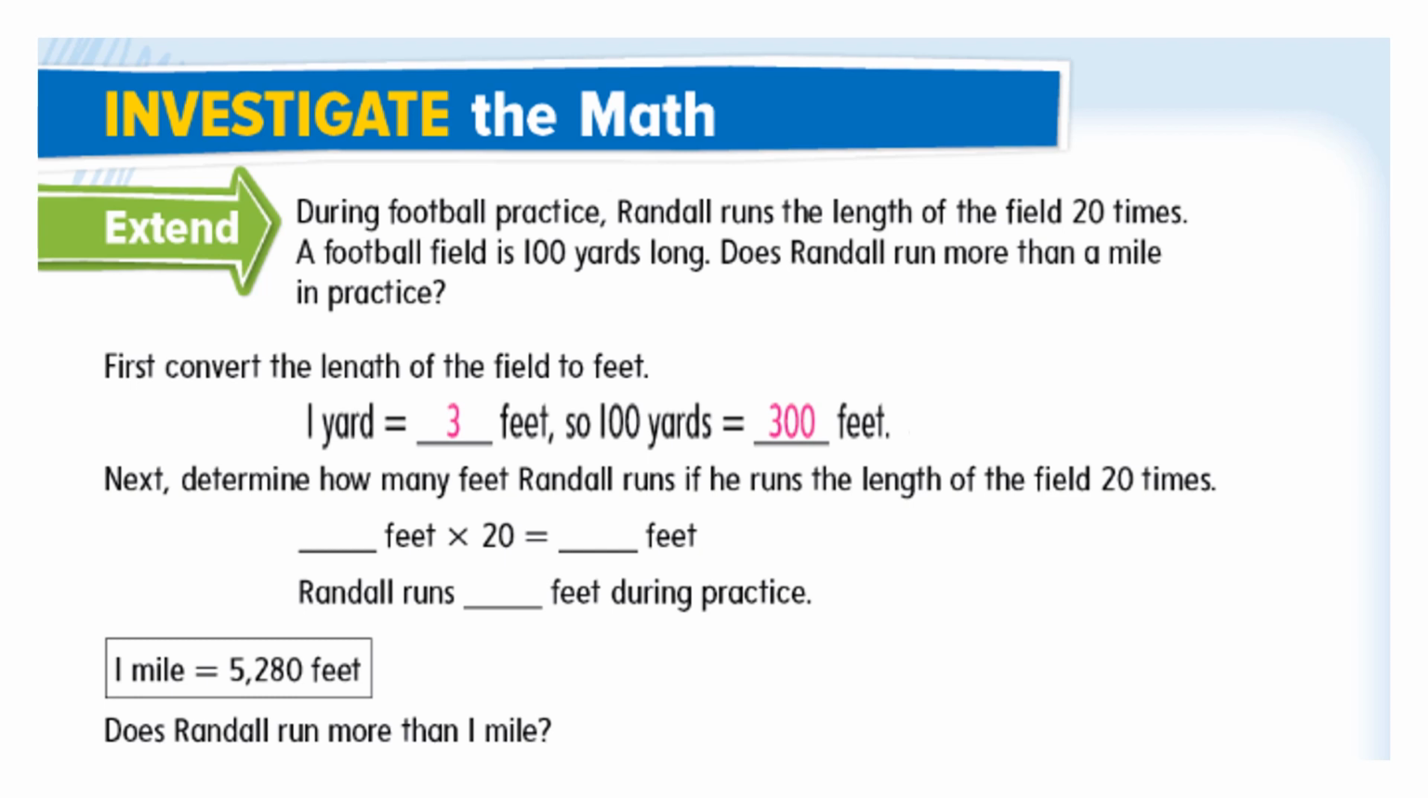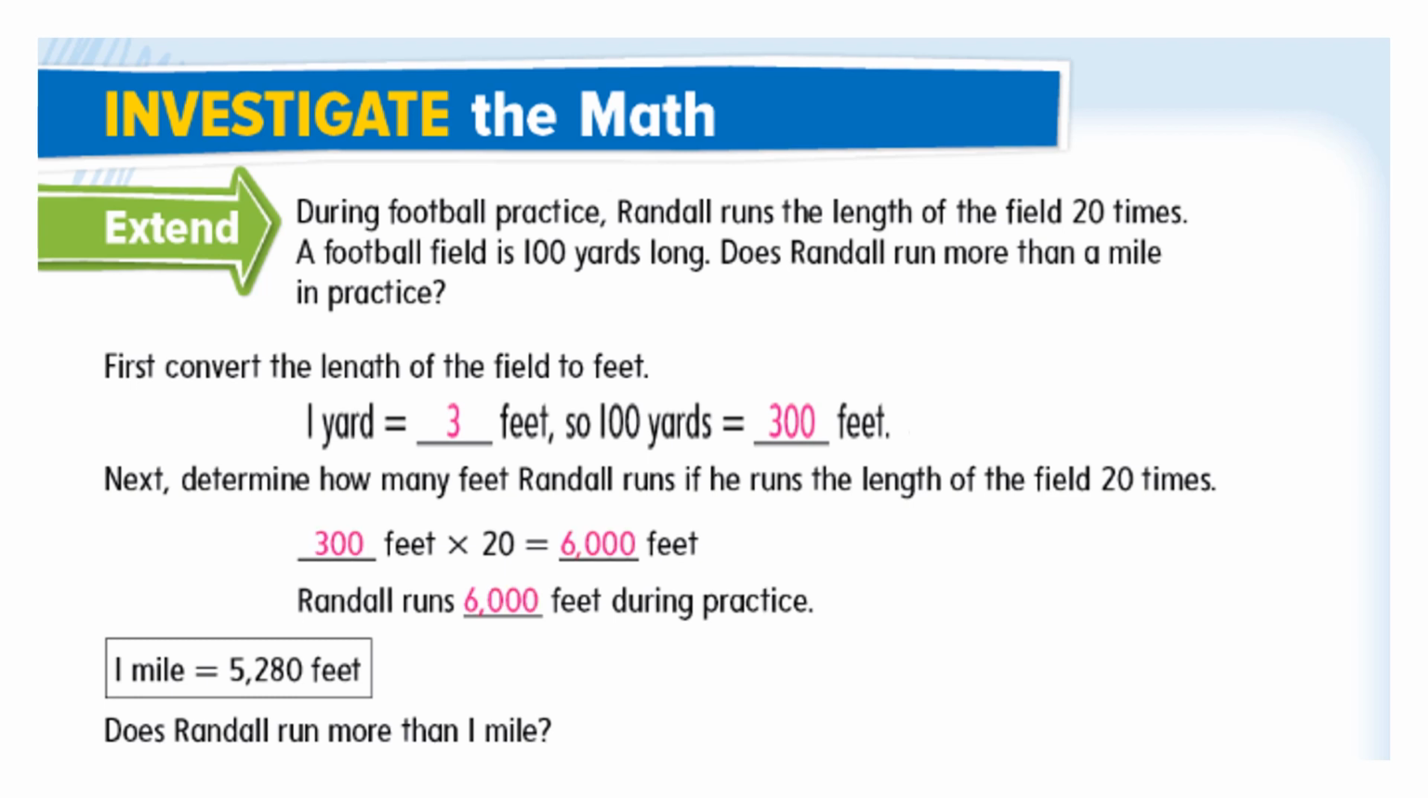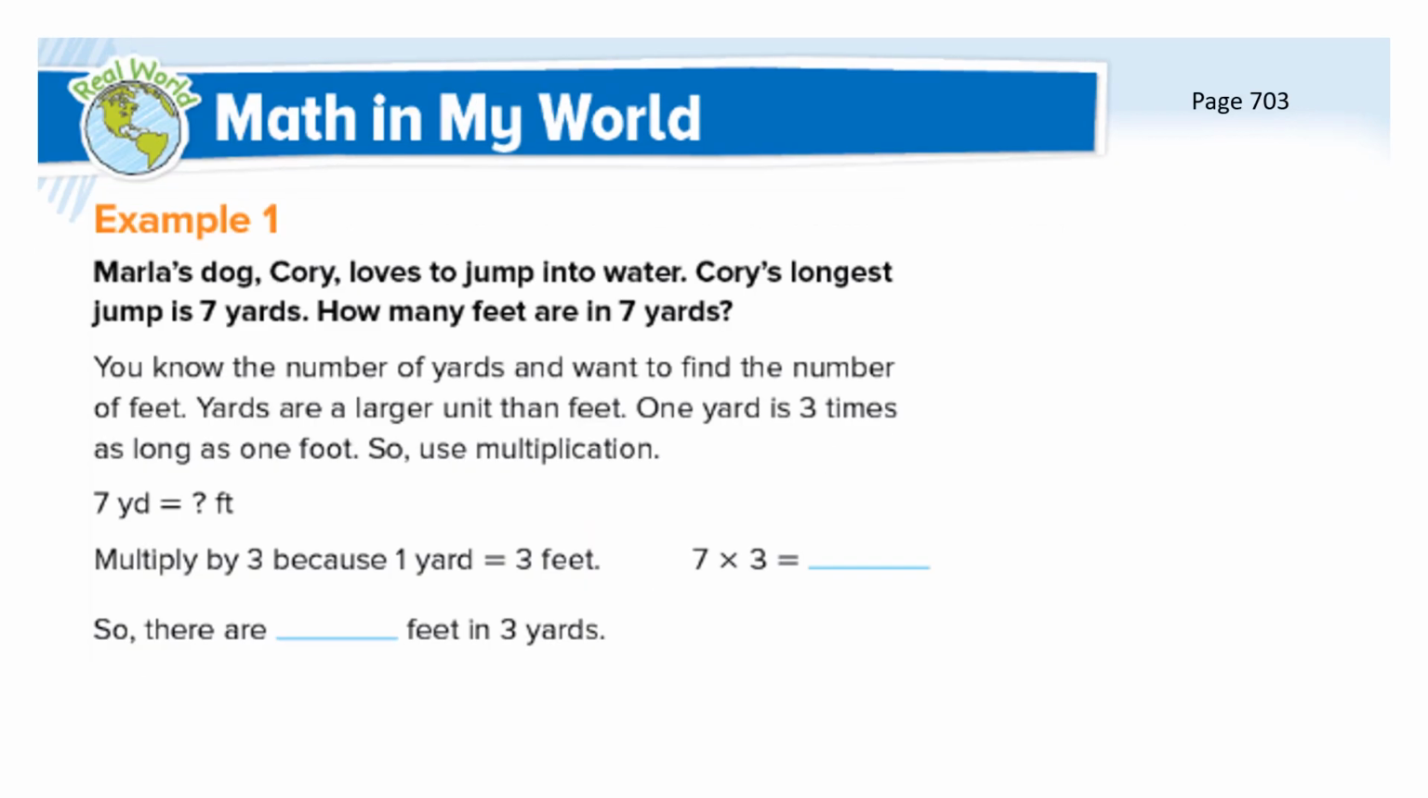Now we have to determine if he ran it 20 times. So 300 times 20 would be 6,000. And he ran 6,000 feet during practice. And as you can see here at the bottom, 5,280 feet is a mile. So does Randall run more than a mile? Yes, he does, because 6,000 is greater than 5,280.